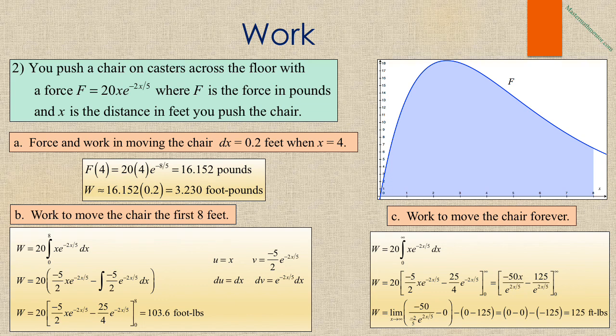So approximately 104 foot-pounds of work were done to move the chair 8 feet. But moving it out from 8 to infinity was only approximately 21 more foot-pounds of work. That's because the force is getting smaller and smaller to move the chair, and the limit of this force approaches 0 as x approaches infinity.